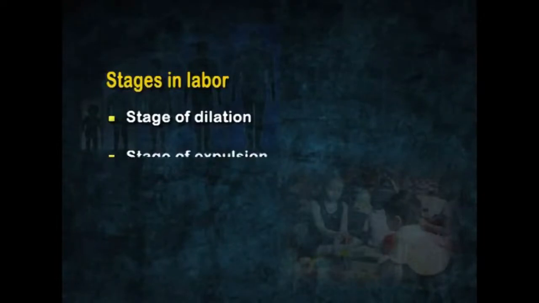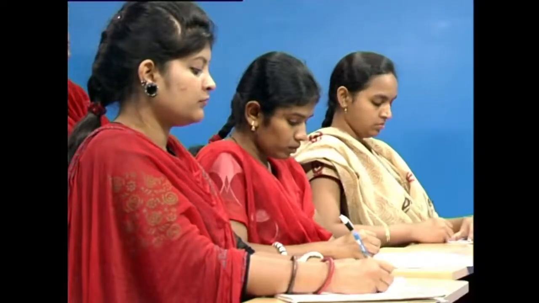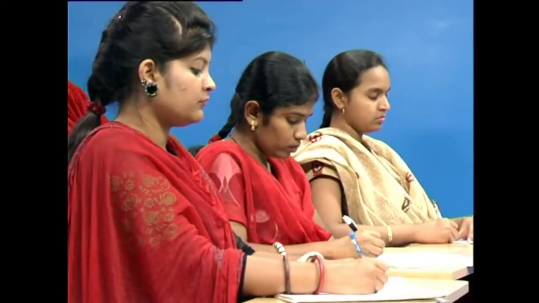Then the next stage is the stage of expulsion. The second stage of labor begins when the cervix is completely dilated to 10 centimeters and ends when the child is born. At this time, the contractions are usually 60 to 70 seconds in duration, 2 to 3 minutes apart. With each contraction, the baby moves further down the birth canal. Just prior to delivery, the woman may be given an anesthesia to ease her pain. Another common procedure at this time is episiotomy, or incision to enlarge the vagina.